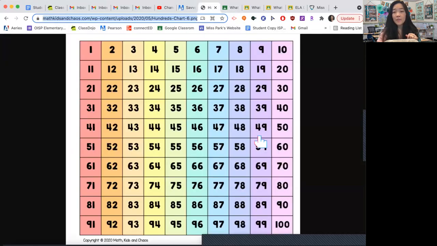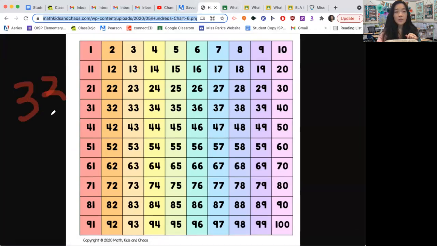33 plus 56. 33 plus 56. We start with the number 33. We circle it. We need to add on 56. Let's start by counting by tens, going down. How many tens do we have in 56? 5. 1, 2, 3, 4, 5. What number did we stop at? 83. Underline it. We are not done.